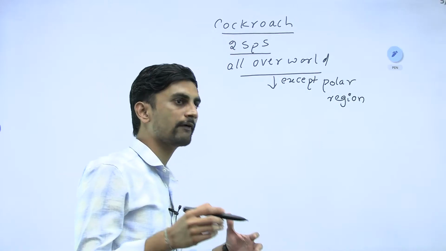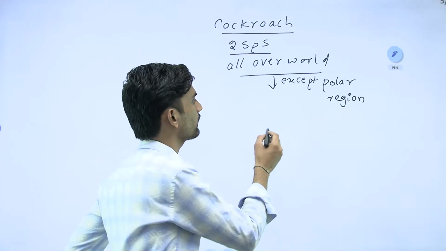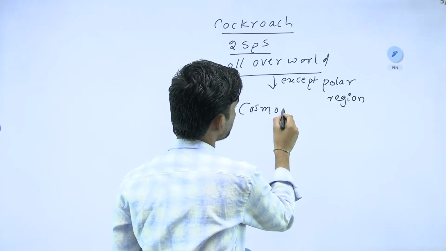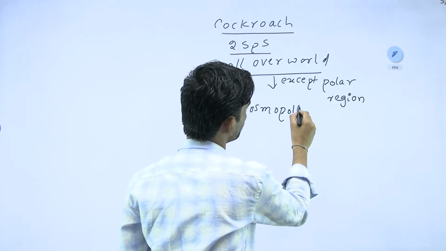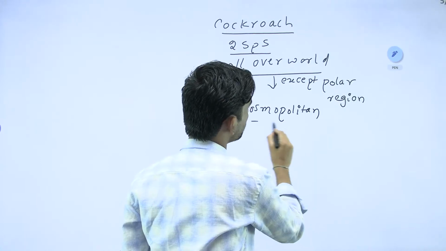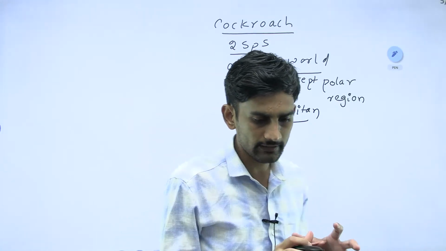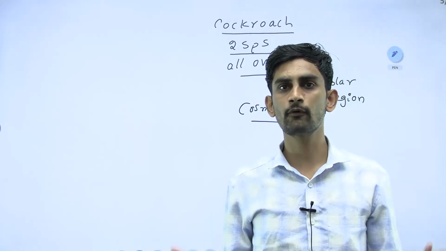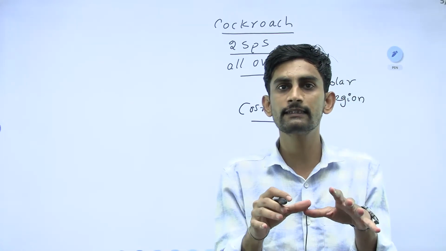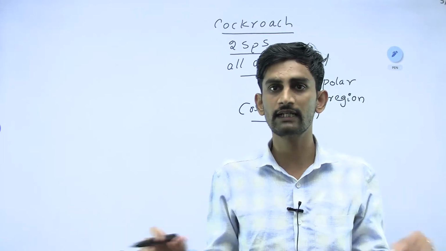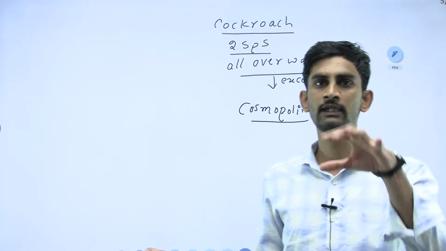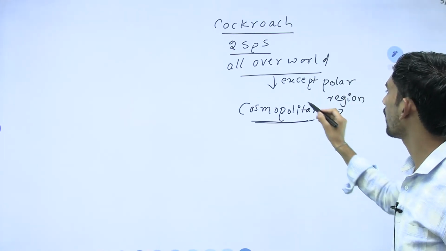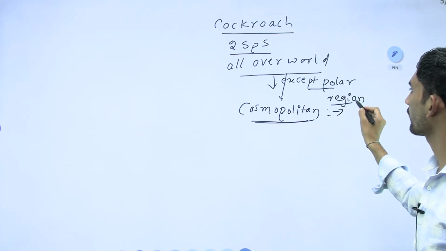If you are finding them all over the world, in general we can call such animals cosmopolitan, or the distribution we can call cosmopolitan in distribution. You have to remember what cosmopolitan means: you will find them all over the world. They have mentioned that word, cosmopolitan in distribution. So, all over the world except the polar regions.